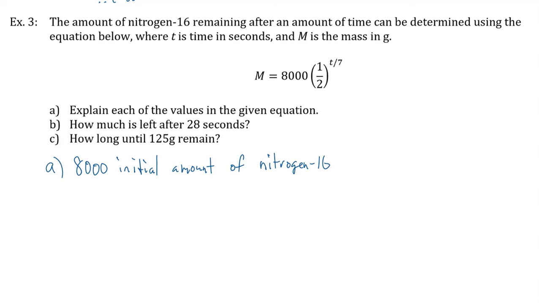I don't know how many of you have taken chemistry and learned about this, but you all know what nitrogen is. You've heard of that. It's an element. 16 is the isotope of the element that this is, and it means it has 16 more protons or neutrons or something like that. I don't know the specifics. Someday I should figure that out, but that's just what it means. So it's a particular type of nitrogen that's radioactive. So it decays over time. Regular nitrogen doesn't, right? Okay, so 8,000 is the initial amount, so 8,000 grams.